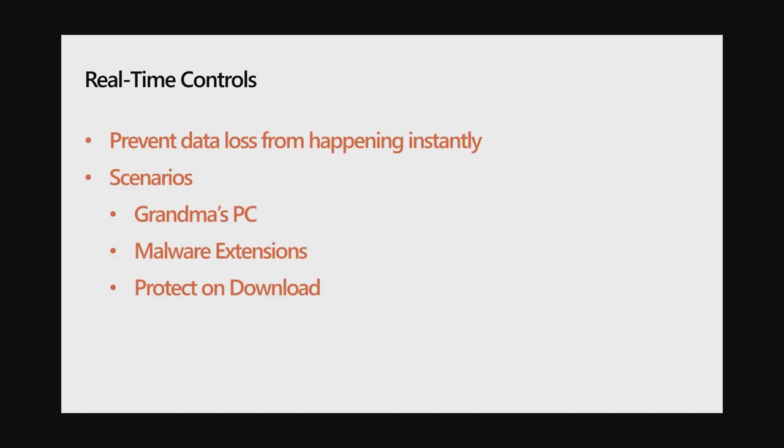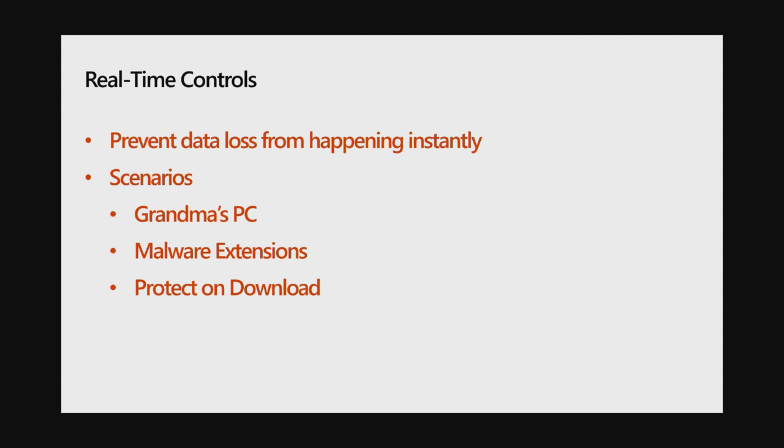Within Microsoft Cloud App Security, we're going to focus on our real-time controls. What are real-time controls? Well, real-time controls prevent data loss from happening instantaneously. So for example, if I have a sensitive information on my file and I try to upload it, we can block it from being uploaded. Let's take a look in some of these scenarios.